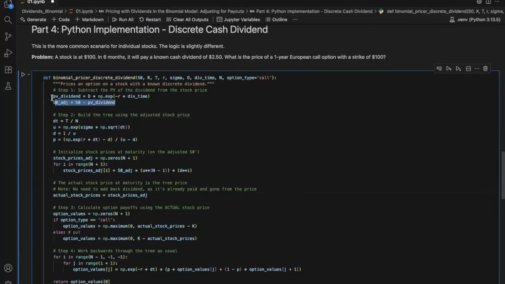Step 1, we calculate the present value of the future dividend of the stock and subtract it from today's stock price. We are effectively removing the risk-free part of the stock's value. We build the entire binomial tree using this new adjusted starting price. This tree now models the random movements of only the risky part of the company's value.